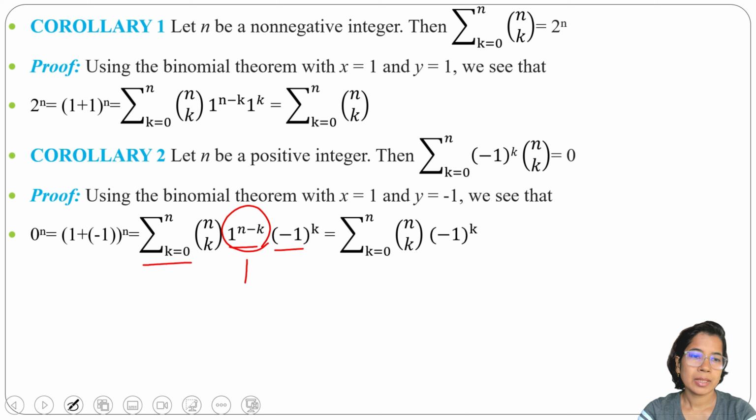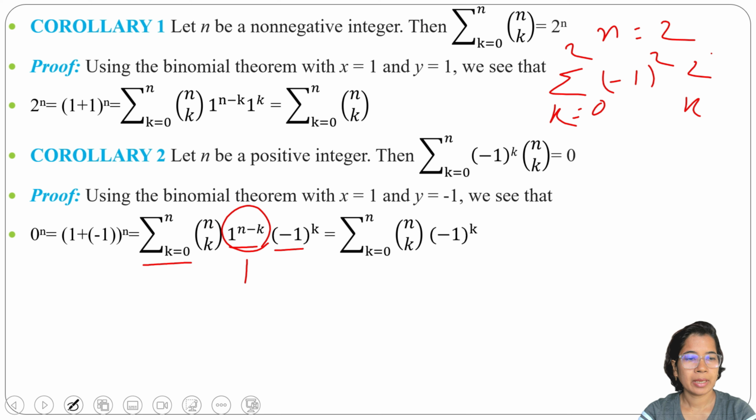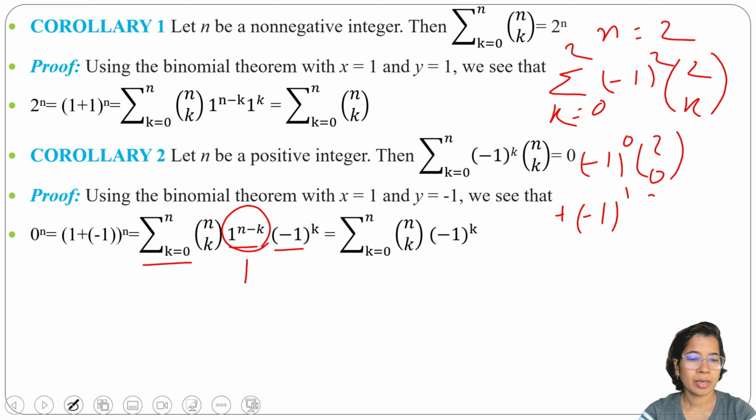Let's see through an example. Suppose n equals 2. Now the summation of k equals 0 to 2 of (−1)^k C(2, k). Is this value equal to 0? Let me check. (−1)^0 C(2, 0) plus (−1)^1 C(2, 1) plus (−1)^2 C(2, 2). Now (−1)^0, something power 0, is 1. Then C(2, 0) is 1. So 1 plus (−1)^1 is minus 1.